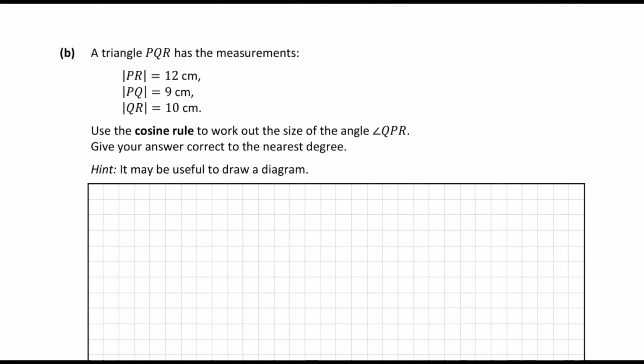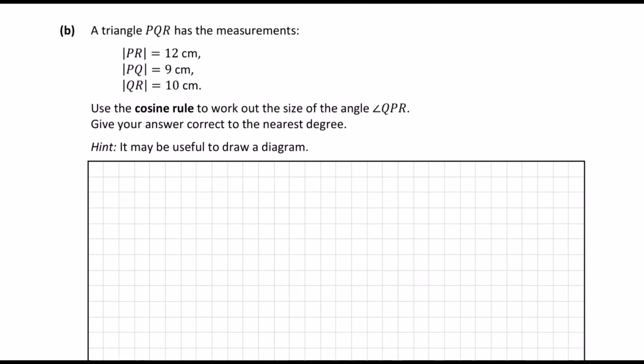Okay, next question then. A triangle PQR has those measurements there. Use the cosine rule to work out the size of the angle QPR. Give your answer to the nearest degree. It may be useful to draw a diagram. Okay, so let's draw a diagram. So we have a triangle. The triangle is P, Q and R, so let's do P, Q and R.